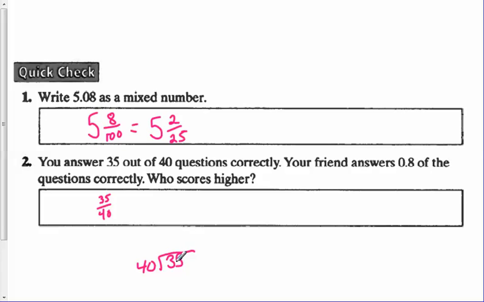40 doesn't go into 35 evenly, so I need to add a decimal point. I'm going to put a decimal point after the 5 and put it in my quotient up above right away as well, so I don't forget. So it goes into 35 0 times. When I put my decimal point, I put a 0 after that 5. 40 now goes into 350 8 times, because I know that 8 times 4 is 32, so 8 times 40 is 320. I subtract, and I get 30. I add another 0 and bring it down. So 40 goes into 300 7 times, because 7 times 4 is 28. 7 times 40 would be 280.